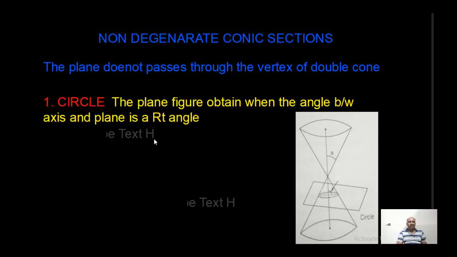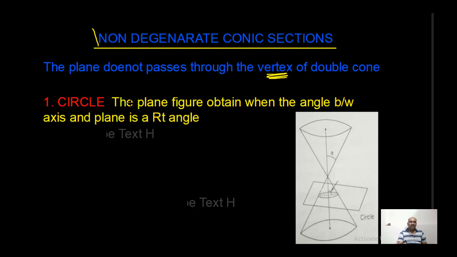Okay students, now I am concluding. So observe here, my category is non-degenerate conics. First of all, I want to explain what is meant by non-degenerate conics. The plane does not pass through the vertex of the double cone. Sometimes the plane will pass through the vertex of the cone. In such situations, the conic sections so formed are called degenerate conic sections. But in what I explained previously, circle, ellipse, parabola, hyperbola, for all those conic sections, the plane does not pass through the vertex. That's why these are known as non-degenerate conic sections.